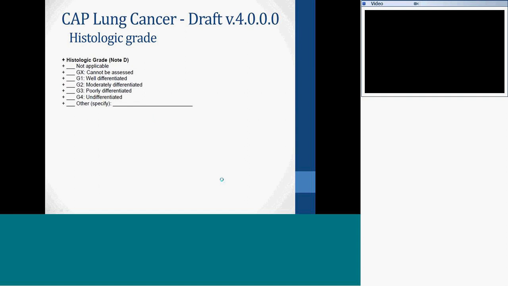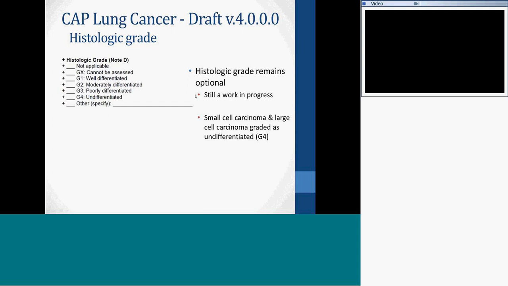Histologic grading remains optional at this point because it's largely still a work in progress. There seems to be some movement towards a consensus in how we grade different tumors, but there's still a lot of work that needs to be done. The things that most people would agree on is small cell carcinomas and large cell carcinomas should be graded as undifferentiated tumors, or G4.